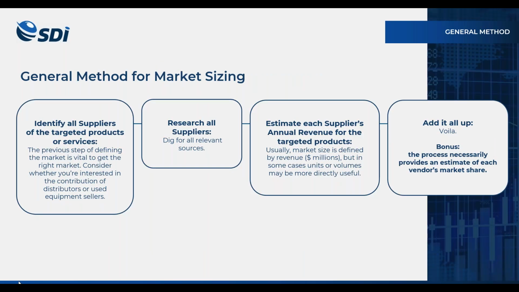All right. A general method for market sizing. So this isn't maybe the only way, but this is a way to do it using secondary market research. So this slide sets out the method, and like I said, it's kind of childishly simple. We draw it up like this. So first, you identify all the suppliers, the products and services that you've included in your market definition.